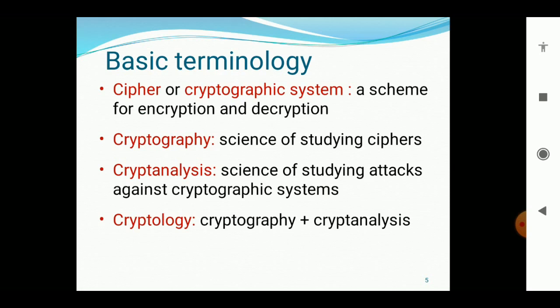In continuation, a cipher or cryptographic system is a scheme for encryption and decryption. Cryptography is the science of studying ciphers. Cryptanalysis is the science of studying attacks against cryptographic systems. And cryptology is cryptography plus cryptanalysis.